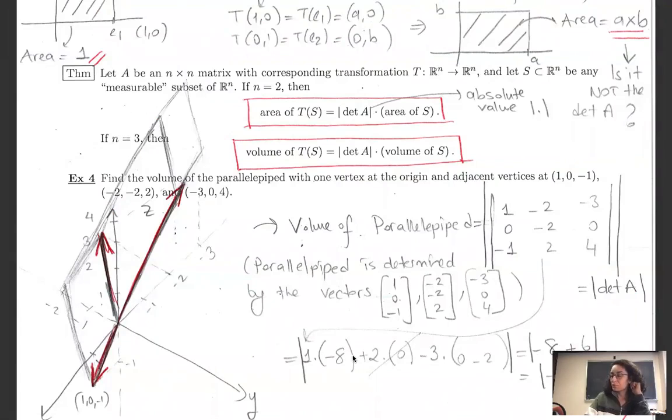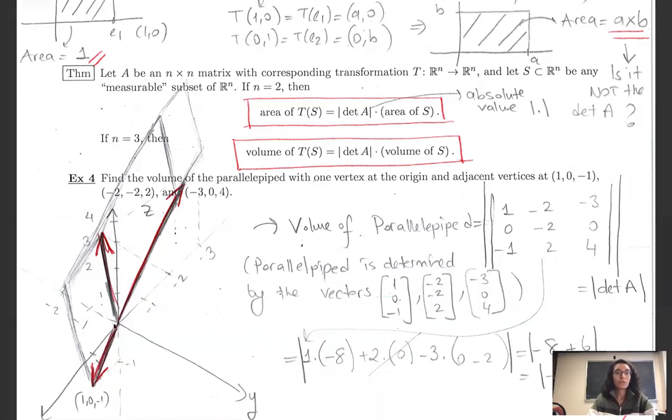Also, as a geometrical application, in R3 we use determinants to find the volume of parallelepipeds. So for example, here in the question, we say find the volume of the parallelepiped which is determined by these three vectors. We specify this parallelepiped with one vertex at the origin, and the other vertices will be at these points, okay?